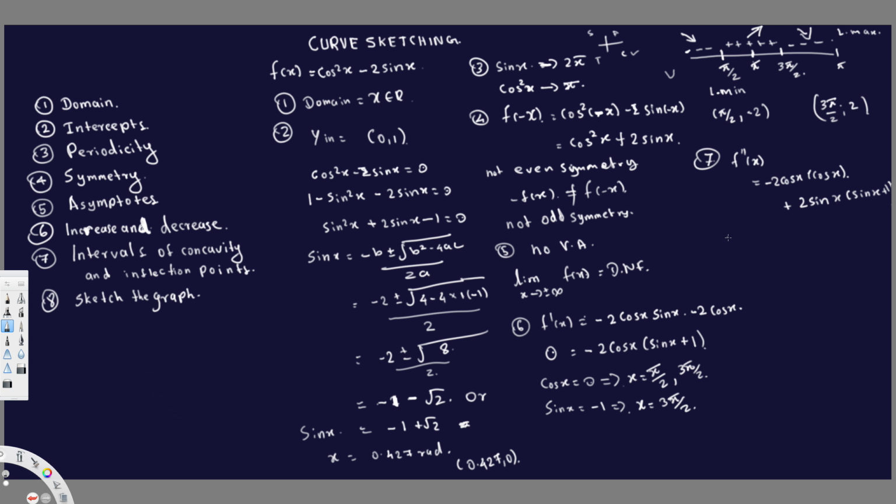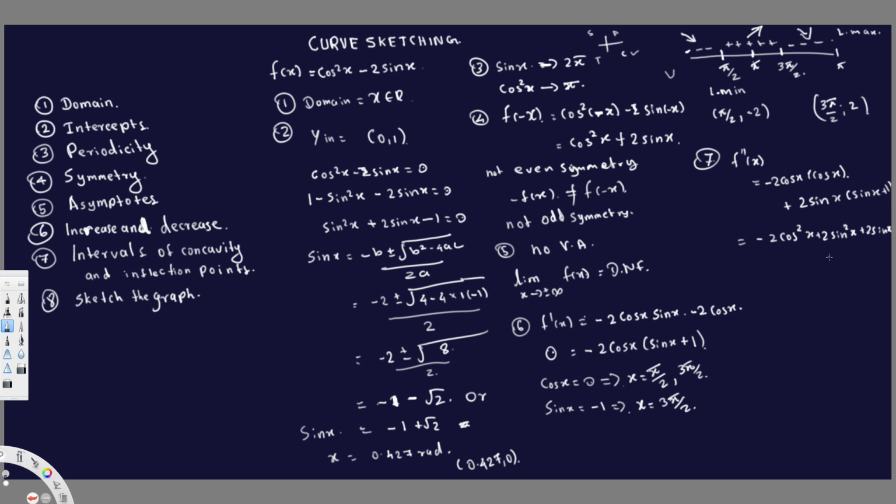Now let's simplify it more. So let's multiply this out. It's going to be minus 2 cos squared x plus 2 sin squared x plus 2 sin x.